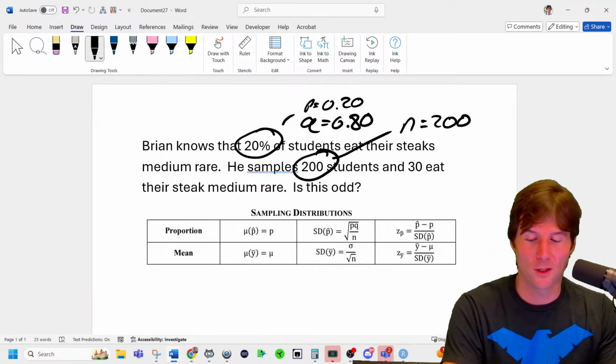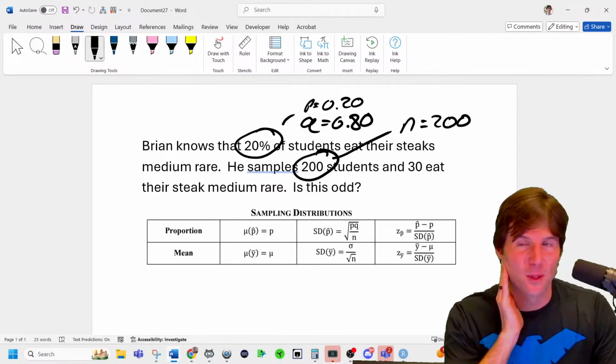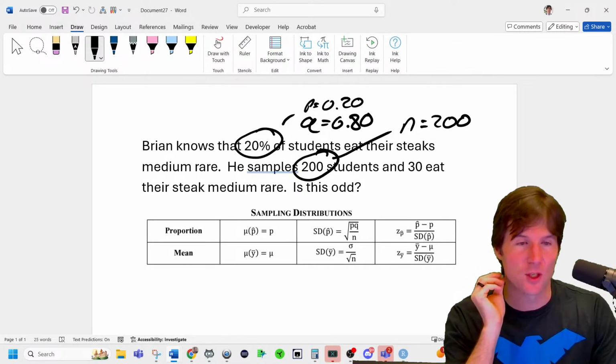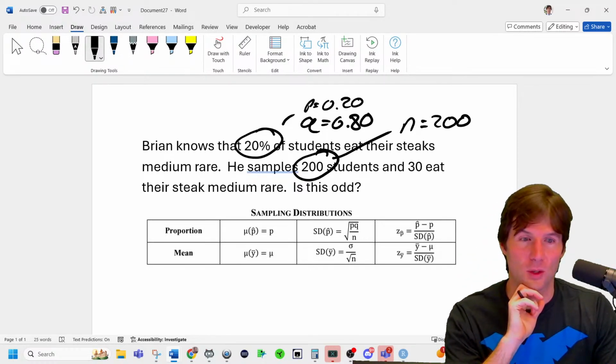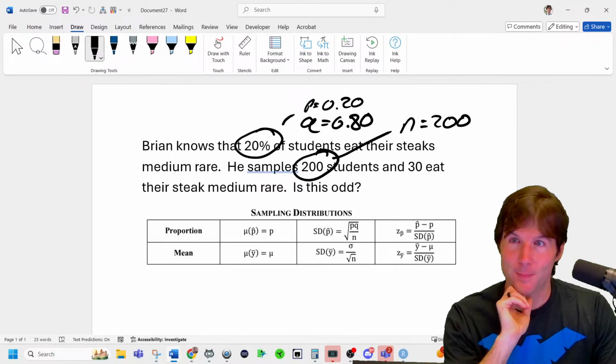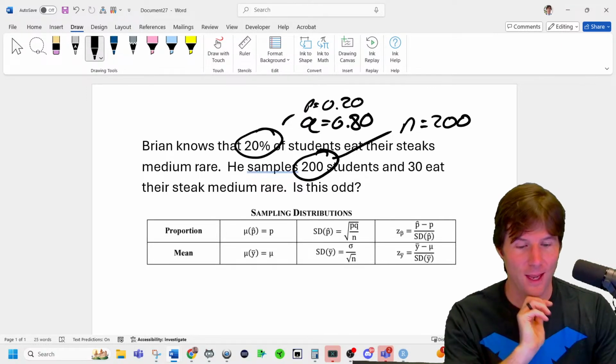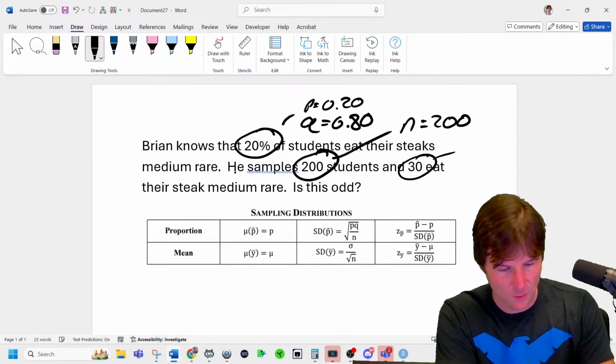So, and then what else do we have? People get stuck on these next few parts. There's still more numbers to mark. So what else do you have? N is 200. What else do you have? X. Yep, number of successes. What do you do with X?